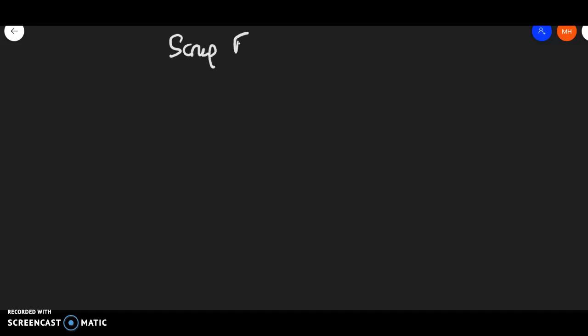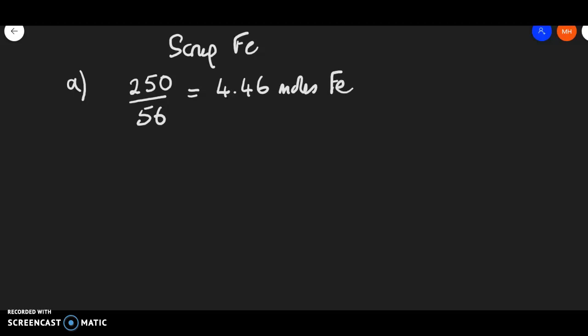Okay, this is the scrap iron problem. And as always, we start with part A, and it's a theoretical mass calculation. So we start off by converting the iron to moles. Okay, now we know the number of moles. We can use the equation to work out that the number of moles of copper will equal the number of moles of iron, because they react 1 to 1.